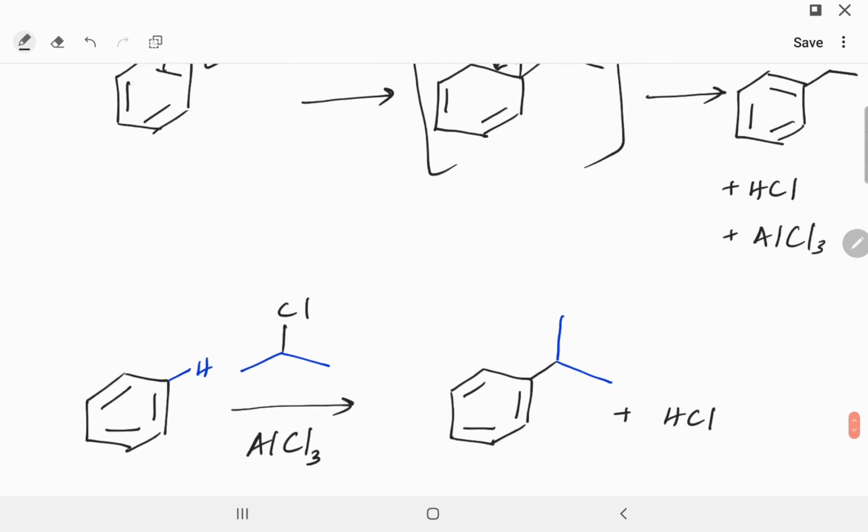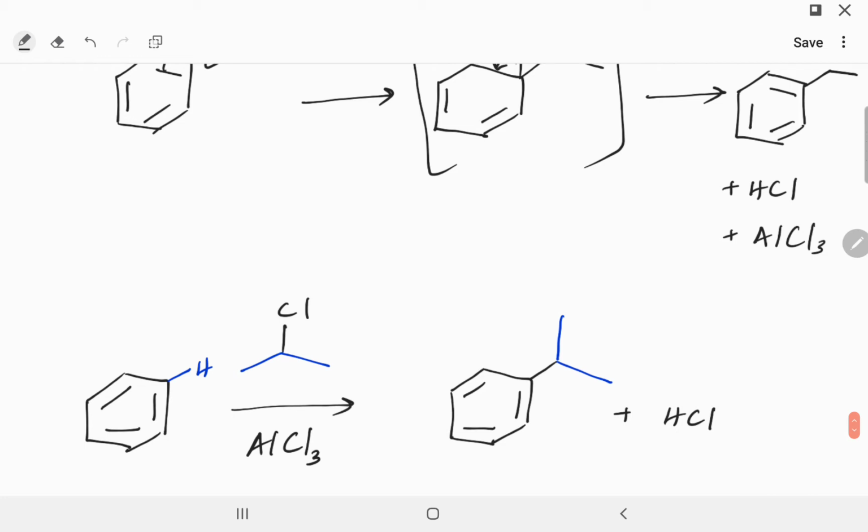All right, so this is how you understand this reaction. This is a very straightforward reaction. Basically, the R group on the alkyl halide will be substituted into benzene, giving you a substituted benzene.